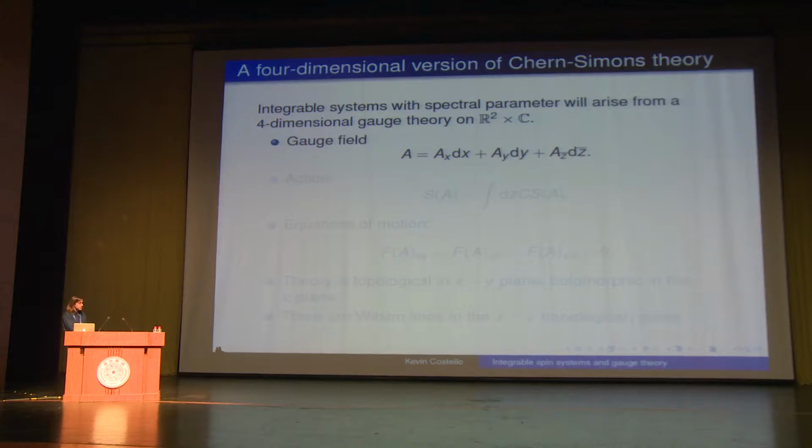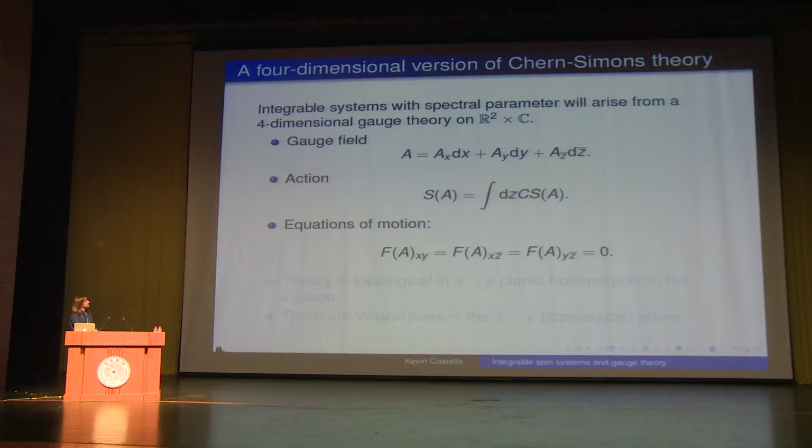So let me describe the four-dimensional theory. It's very simple. It's not Lorentz invariant, so we'll write the spacetime in which it lives as R^2 times C. The gauge field, instead of being a standard gauge field, only has three components. There is no z-bar component of the gauge field. The action, we just take the usual Chern-Simons action, but now we multiply it by dz so that we can integrate it over a four-dimensional spacetime. The gauge symmetries are the usual gauge symmetries.